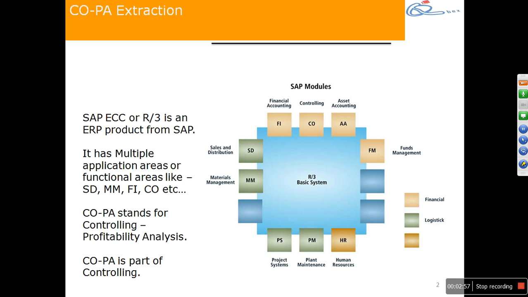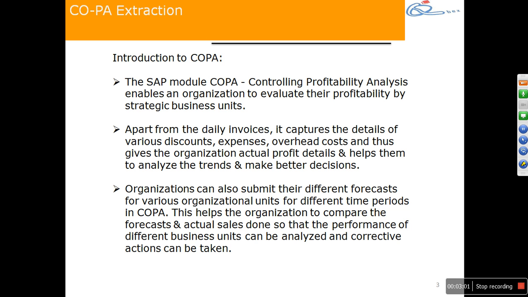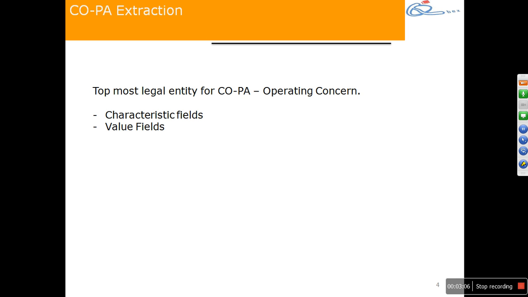So COPA stands for controlling and profitability analysis. So basically, as a BW consultant, once the BW software is installed, we customize the BW system by creating cubes, DSOs, BEx queries, all those for the users. Same way, when they install the ECC system, the FICO consultant will configure the system for finance and controlling.